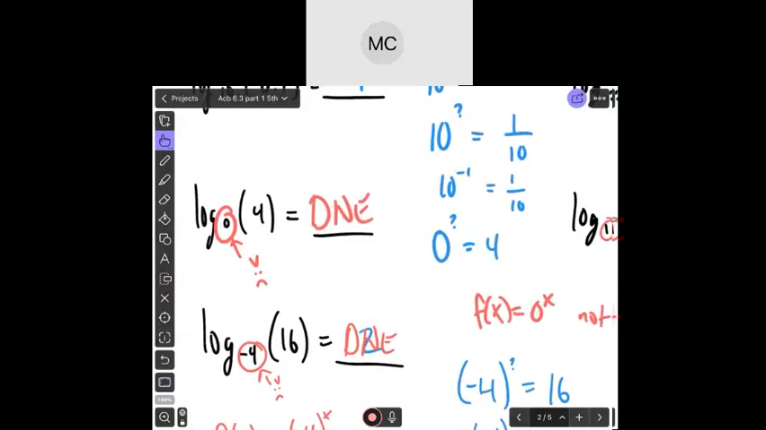Log base -4 of -4 does not exist. So it would not equal 1. Okay? Those logs don't exist. That math doesn't exist. It's not that it's tricky. It does not exist. It does not work. Okay?